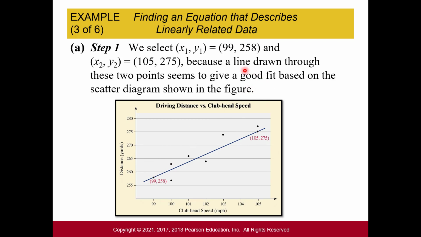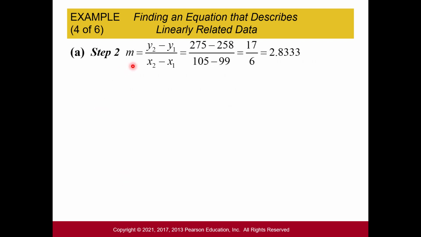And good fit kind of depends on what we're looking for. In this case, we're trying to get a good line that represents how all of our data fits into this scatter diagram, how the explanatory variable relates to the response variable. So then let's calculate the slope. Using our 2 points, we fill them into our slope formula, and we get this, the slope is 17/6.